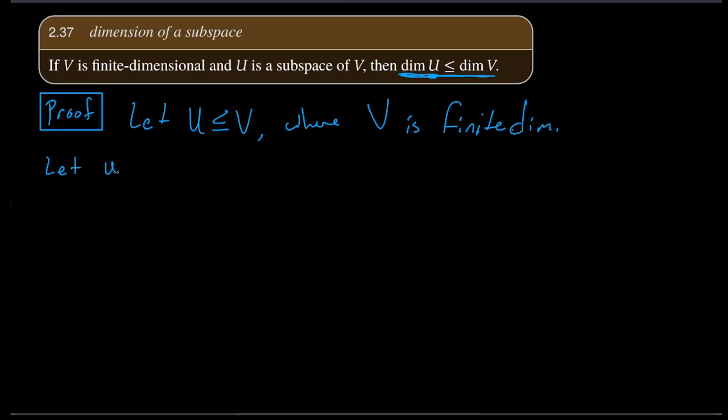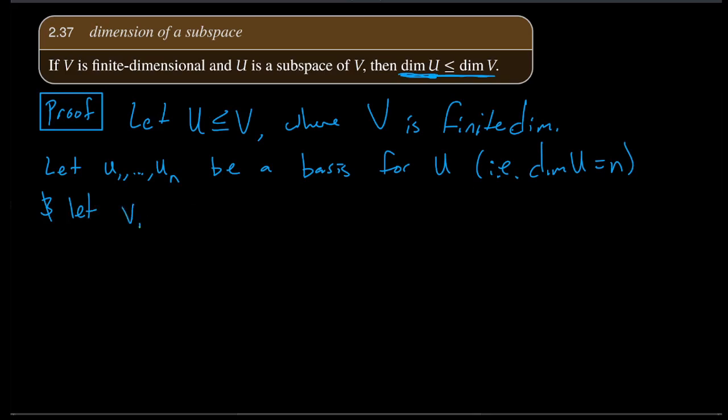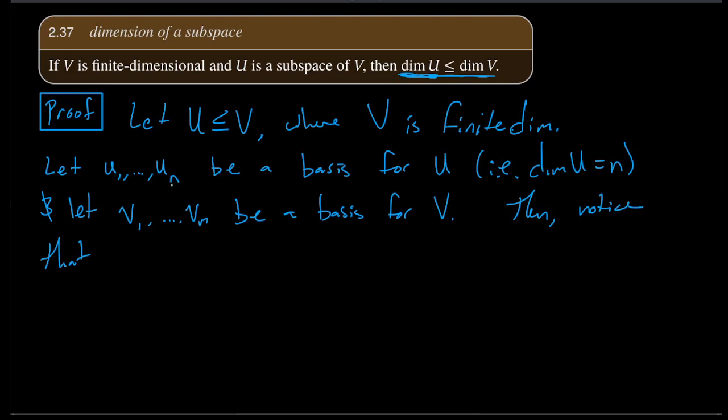Okay. Let U1 through Un be a basis for U, i.e., the dimension of U is n, that's what I'm saying here, and let V1 through Vm be a basis for V. Then notice that U1 through Un is a basis for U, so it's a linearly independent spanning list. But if U1 through Un is linearly independent in U, and U is a subspace of V, U1 through Un is a linearly independent list in V as well.